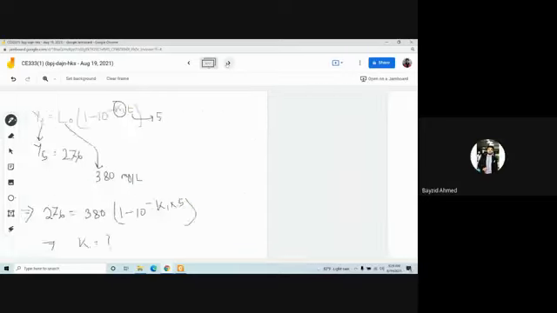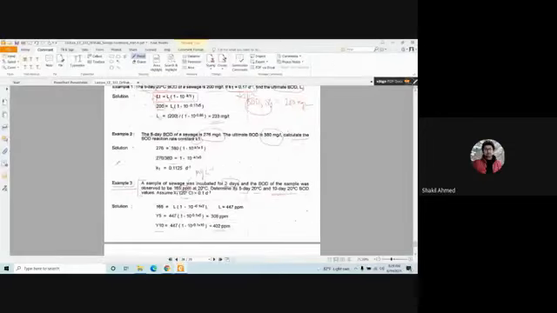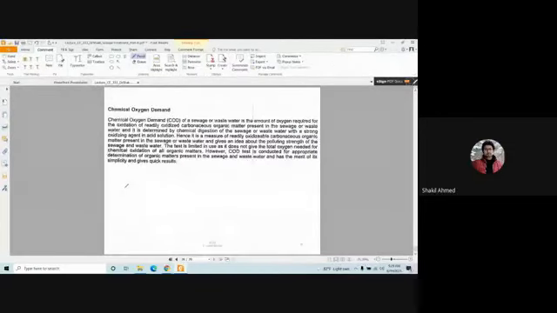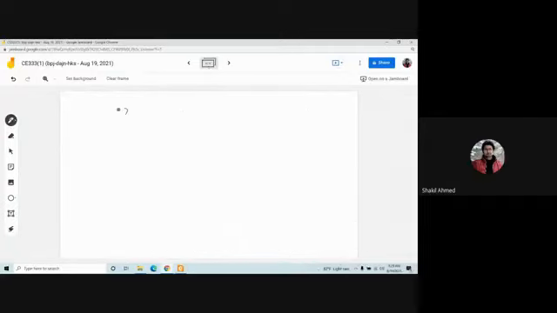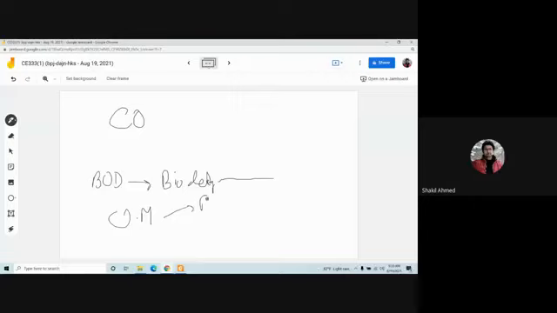Yes, sir. So these are important equations. You need to know this. Chemical oxygen demand. We already know what chemical oxygen demand is. With BOD, we only calculate the biodegradable organic matter. But organic matter can be both biodegradable and non-biodegradable. So this is the total organic matter.